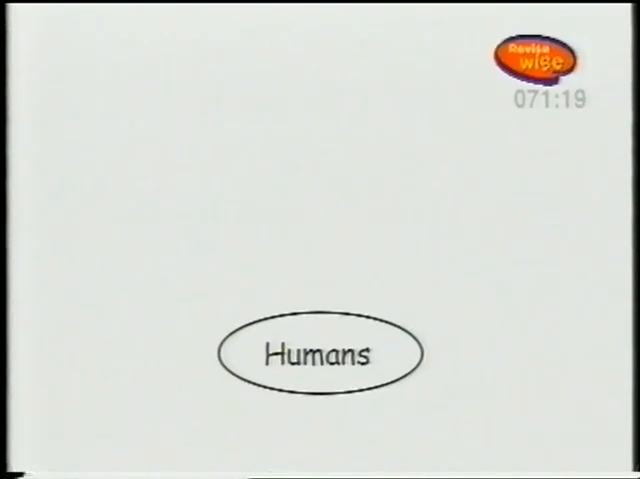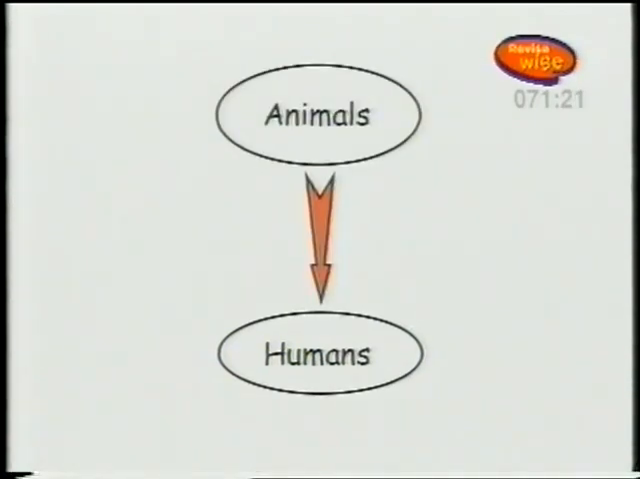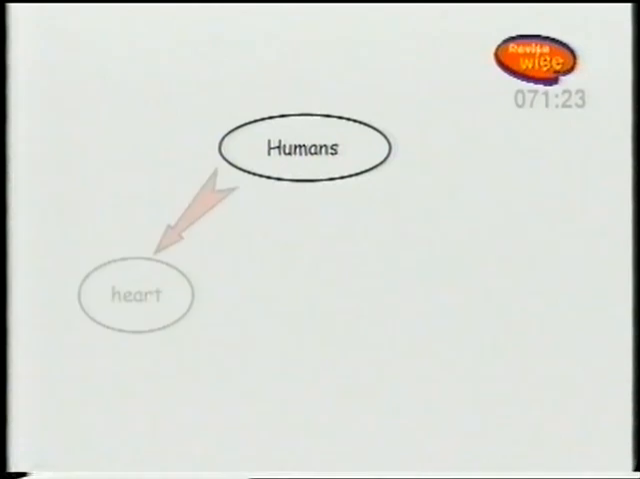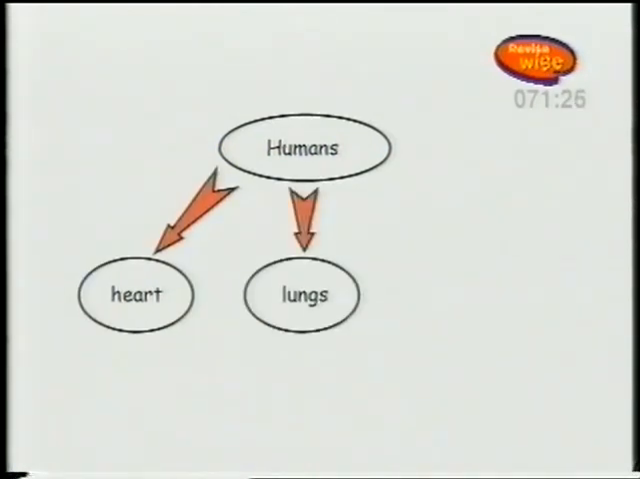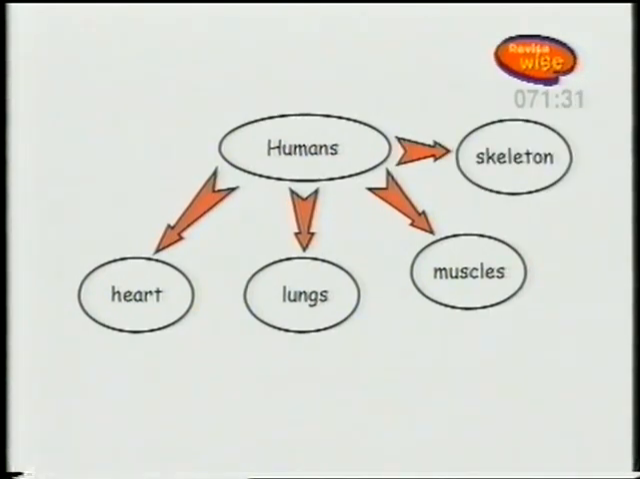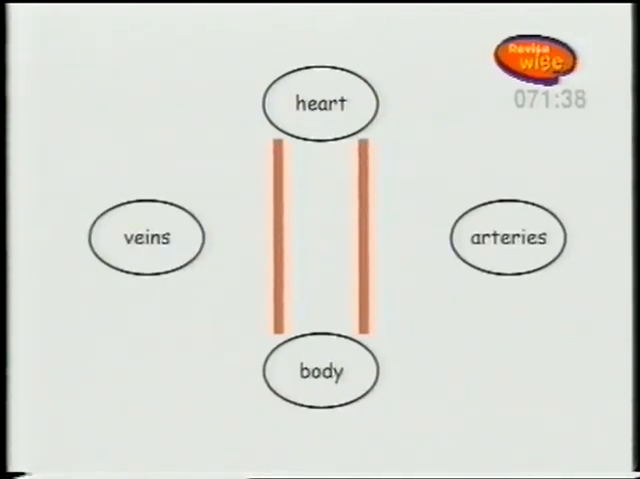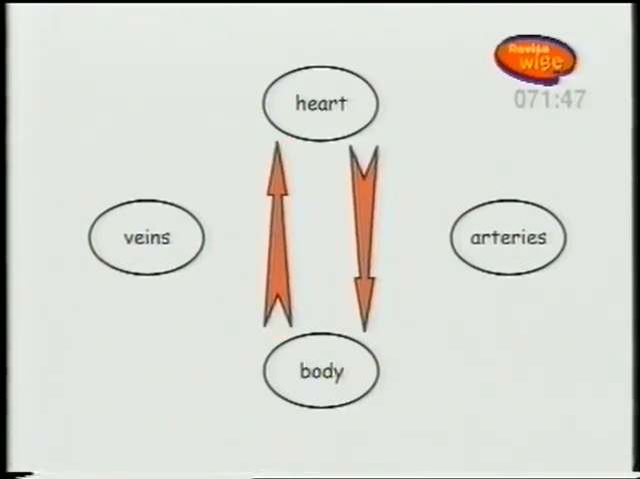So now it's time to check what keywords we've got to put in the memory bank. Humans are part of the animal kingdom. Humans have a heart, two lungs, some muscles, and a skeleton. The heart is a pump. It pumps blood around the body through arteries and veins. Arteries carry the blood away from the heart and to the body parts. Veins carry blood back to the heart.